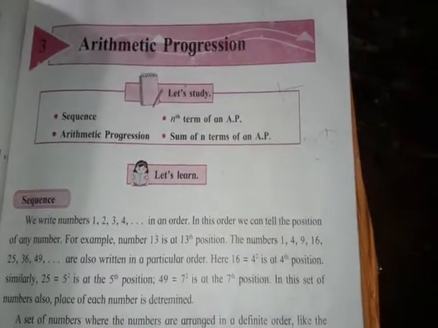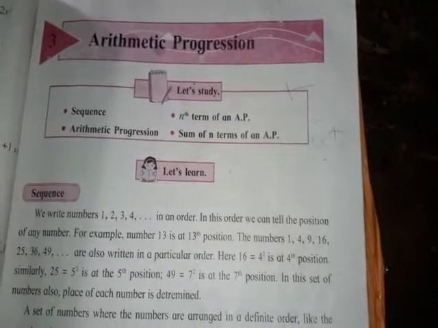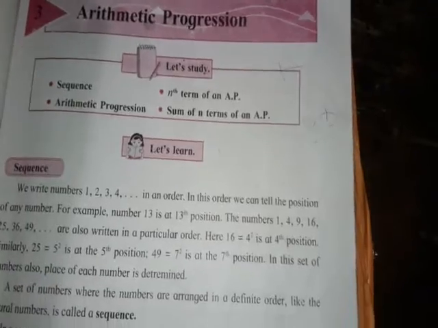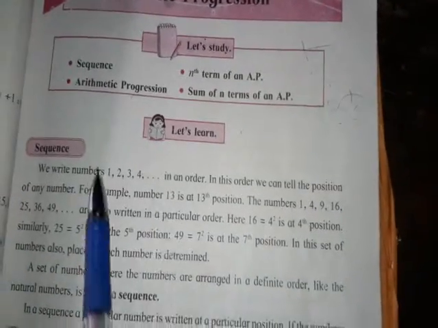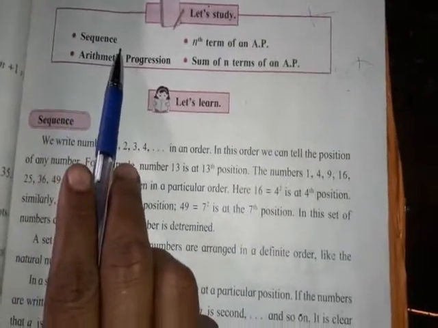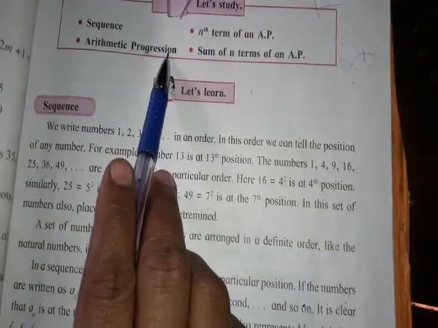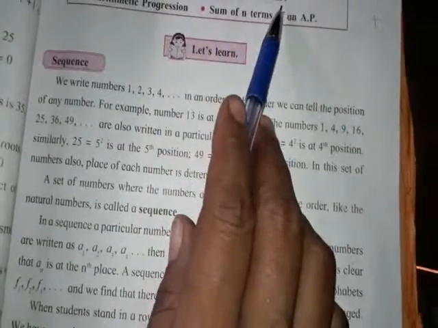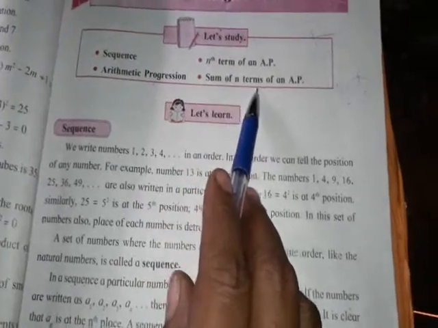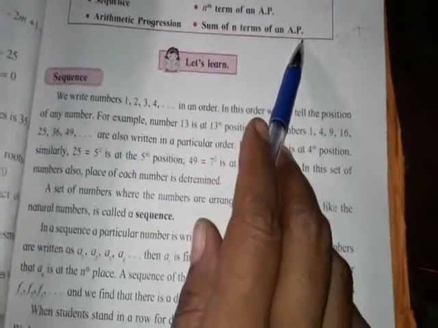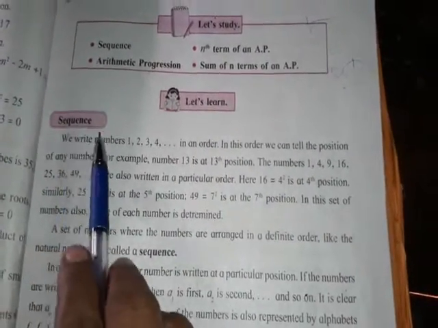Now we'll start with the new topic, lesson number 3, arithmetic progression. In arithmetic progression, you have to study sequence, arithmetic progressions, nth term of an AP, sum of n terms of an AP. Now see, we'll start with the sequence.